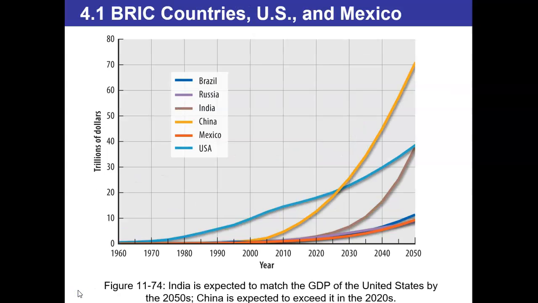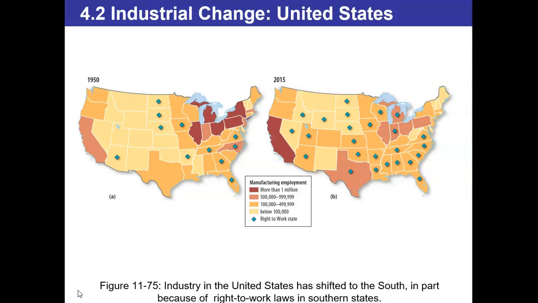Looking at figure 11-74, India is expected to match the GDP of the United States by the 2050s, and China is expected to exceed it in the 2020s. Industry has also shifted in the United States. Looking at figure 11-75, we can see that industry in the US has shifted to the south. This is in part because of right-to-work laws in southern states. These are anti-union and also encourage much lower wages, so these low-skilled, low-wage jobs are attractive for this region.